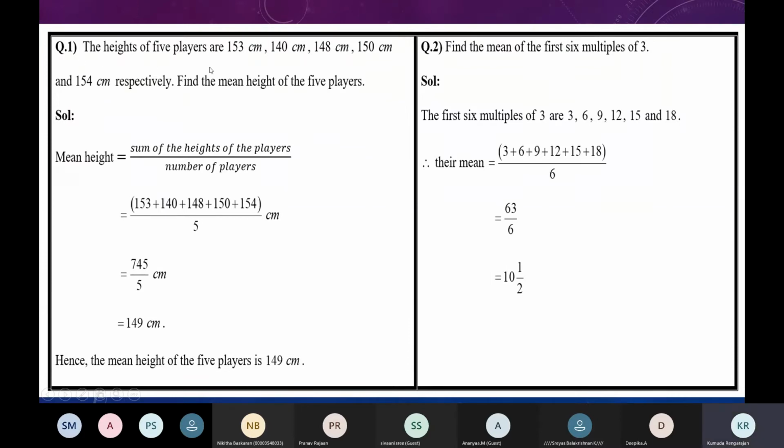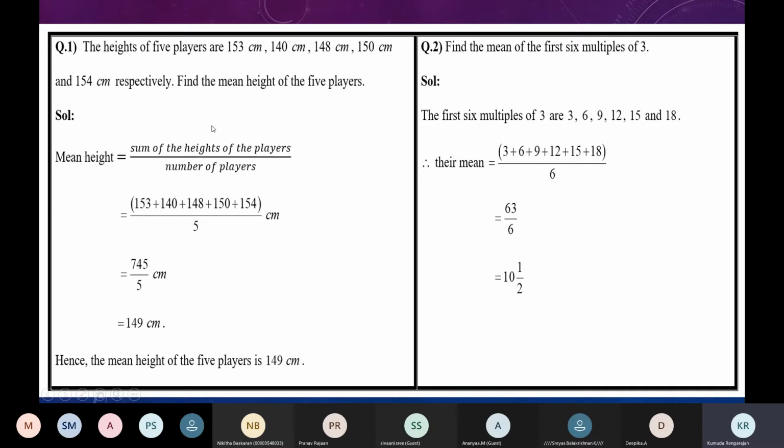You see here, the heights of 5 players are 153 centimeters, 140 centimeters, 148 centimeters, 150 centimeters, and 154 centimeters respectively. Find the mean height of the 5 players. So how do we find mean height? Mean is the sum of all the observations by the total number of observations. So here it will be the sum of the heights of the players by the number of players.